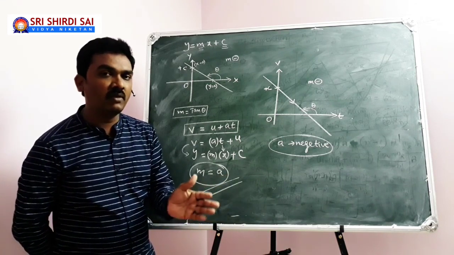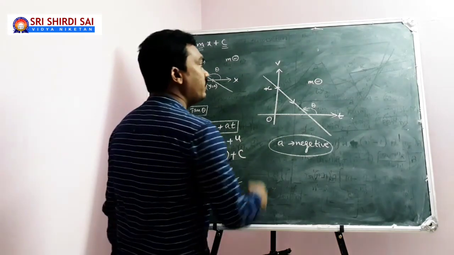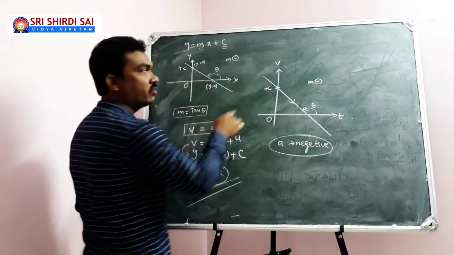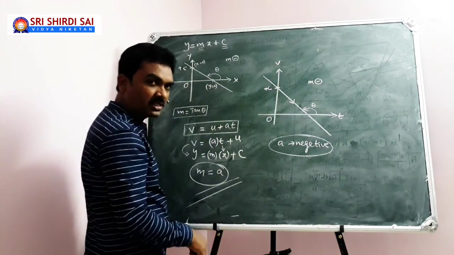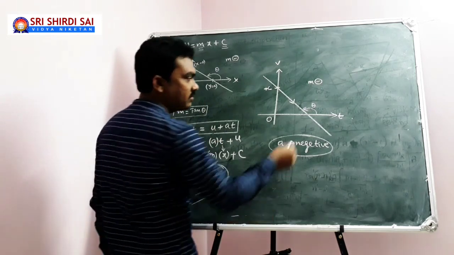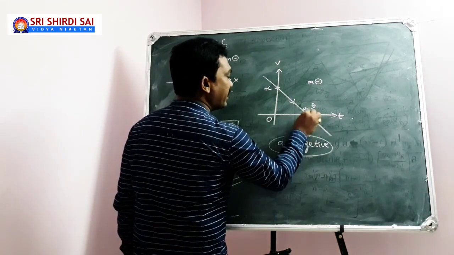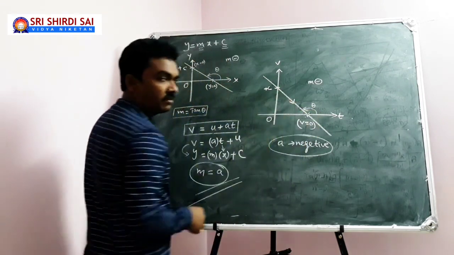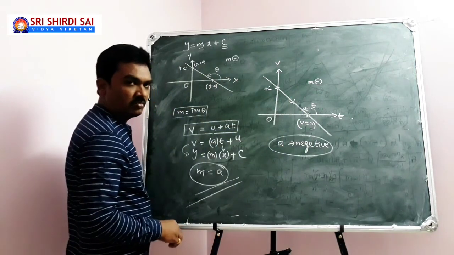So after some time the velocity of the body comes to zero. You know, v equal to 0 means the y coordinate must be 0, because velocity is taken on the y-axis. V equal to 0 on the x-axis means here. So at this instant of time, the velocity of the body will be 0.